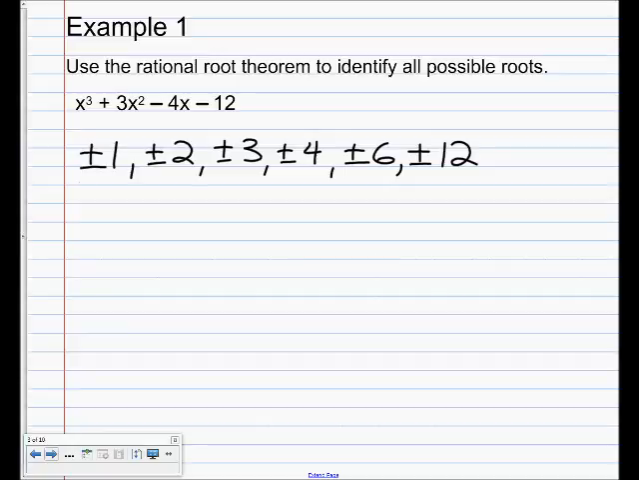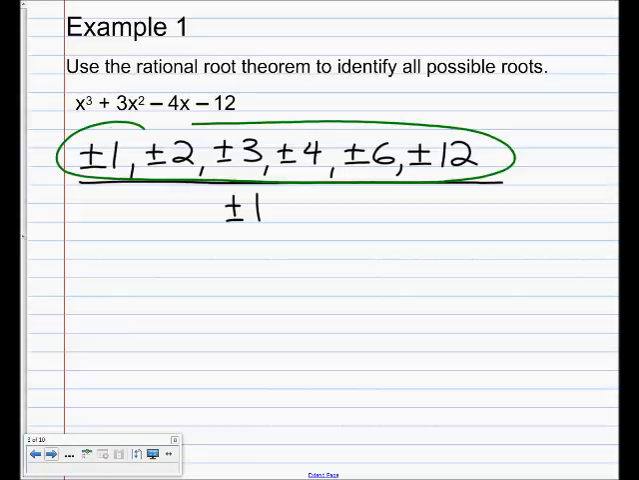Okay? Now you take those numbers and you divide by the factors of the leading coefficient. Well, what is the leading coefficient? What's at the very beginning? There's nothing, so it is a 1. What are the factors of 1? Just 1. So you write plus or minus 1. Now if I take all those numbers on top, 1, 2, 3, 4, 6, and 12, and divide by 1, what do I get? 1, 2, 3, 4, 6, and 12.